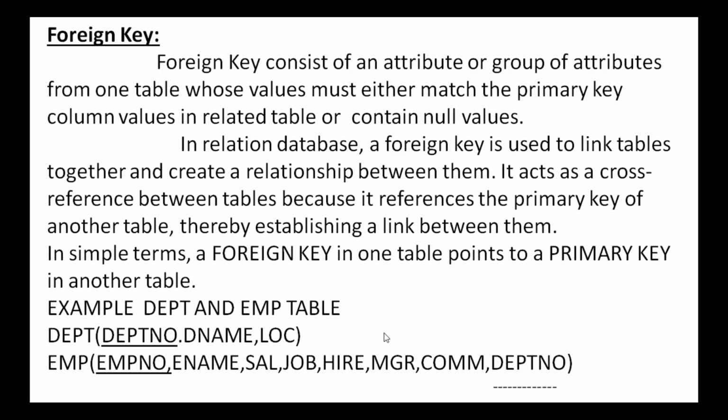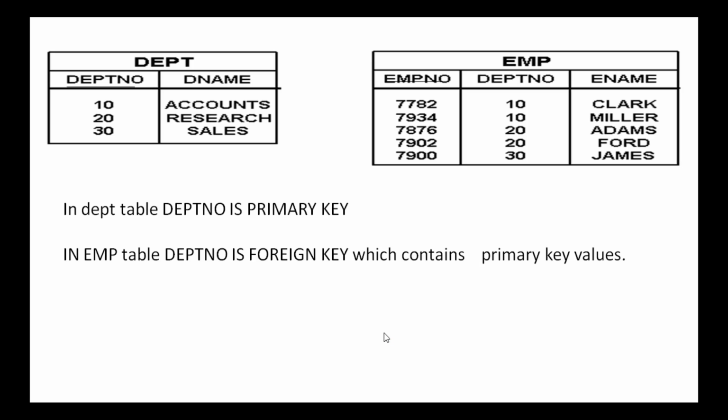Here, the department number, the primary key in the department table, is a foreign key in the employee table. And just see these entries also. The department number contains 10, 20, 30, and in the employee table, the common column department number, you observe, contains the values 10, 20 and 30.